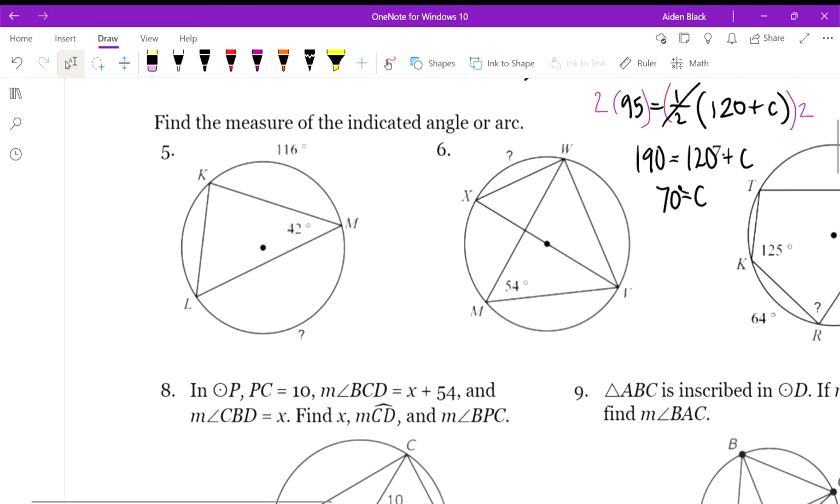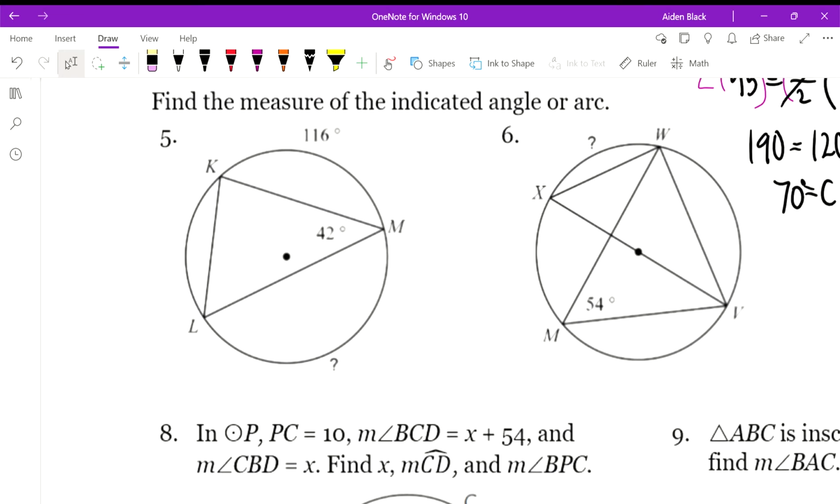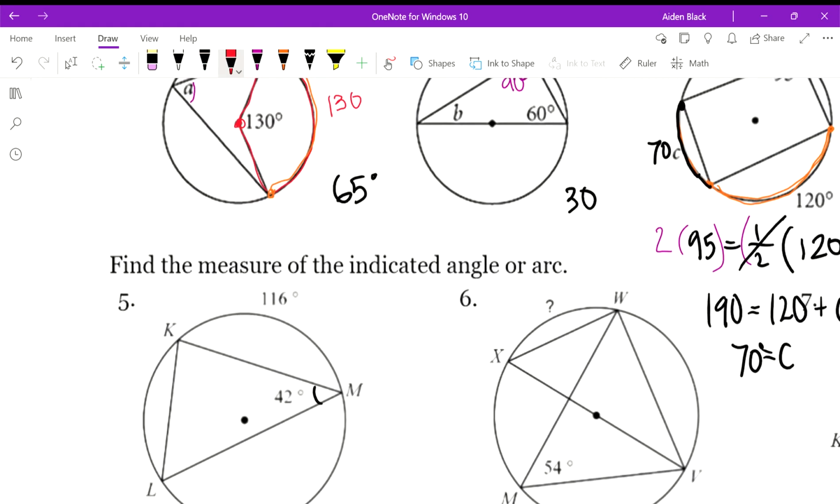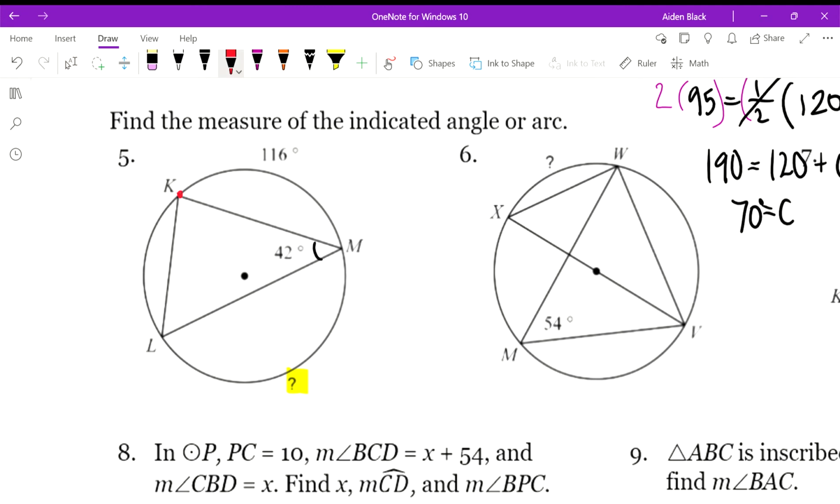Find the measure of the indicated angle or arc. So we're looking for this one right here. Now if we want to find this one, just highlight that. We know this angle, 42, and we also know this arc, which is 116. Now all we have to do is find this intercepted arc that's made by the inscribed angle of 42 degrees.